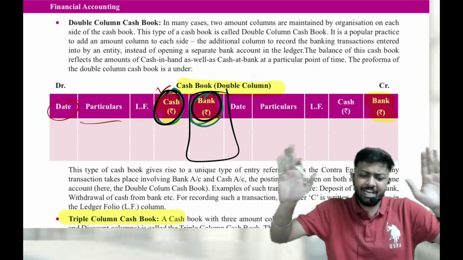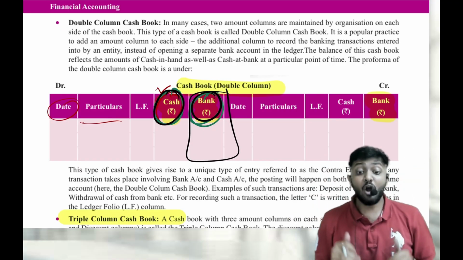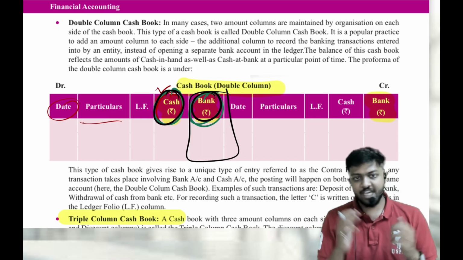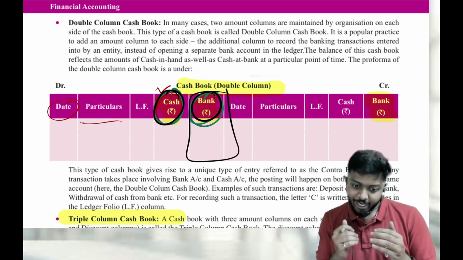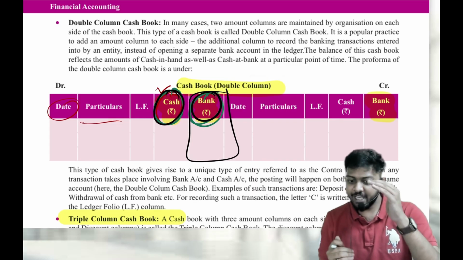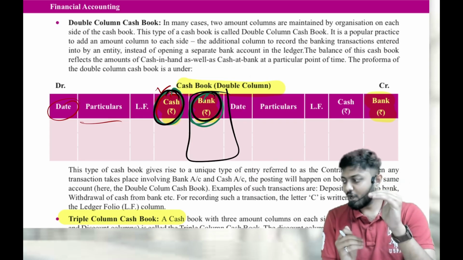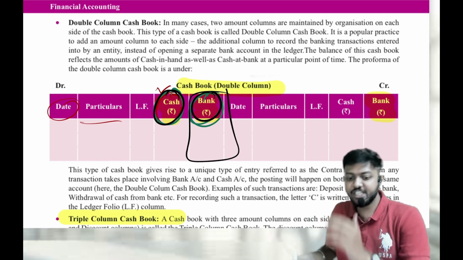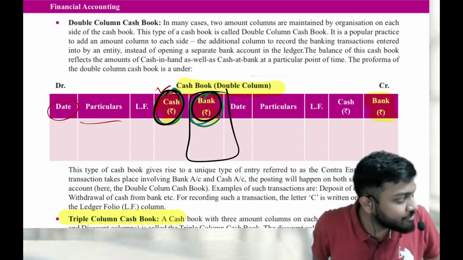So technically both are supposed to match, but because of various differences, both will not match. Our job is to find out the difference and give a reco statement. See sir, both are not matching because of these differences. It doesn't match, so we have to give one reconciliation statement to the concerned people. That's why we prepare BRS.